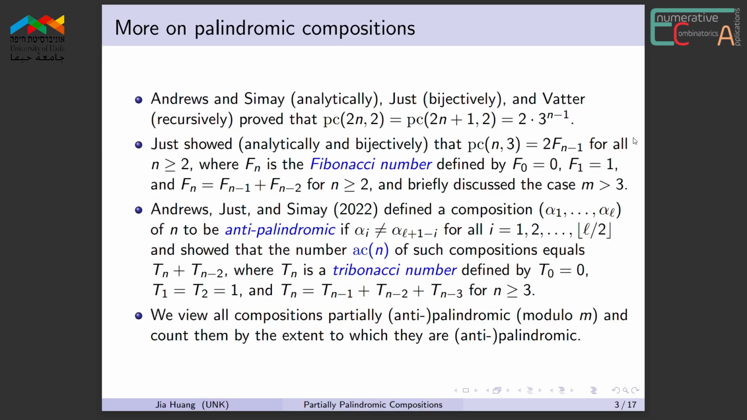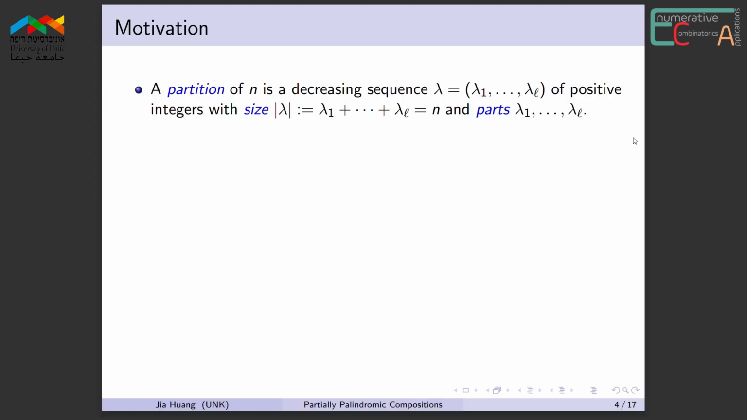Now in our work, we view all compositions as partially palindromic or anti-palindromic, possibly modulo M, and we count them by the extent to which they are palindromic or anti-palindromic. This is natural to think about, and there's also some motivation from partitions.